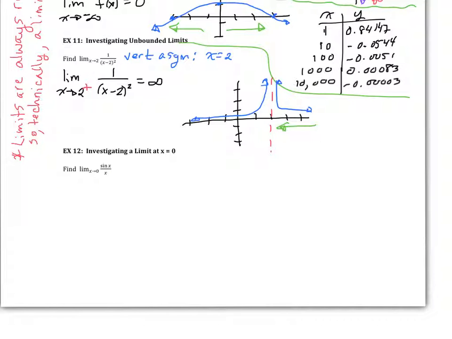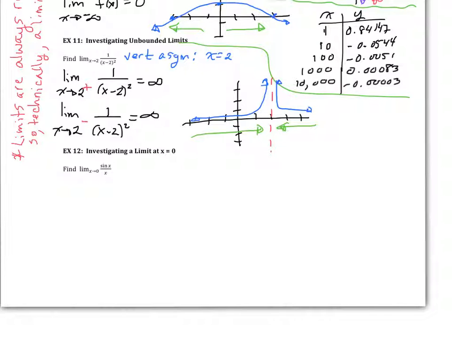So our limit is indeed positive infinity, which technically isn't a limit, right? But we're going to go with it. And then as I approach 2 from the left, what's also happening? Same thing. So as I approach 2 from the left, it also equals positive infinity.